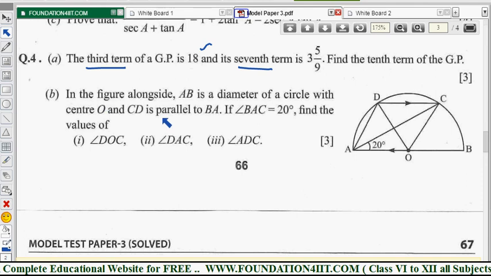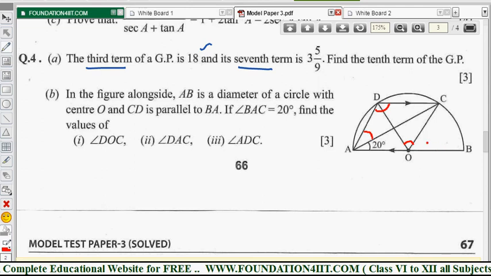That's it about this. And next question. In the figure alongside, AB is the diameter of the circle. So AB is the diameter means this is a semicircle with the center O, and CD is parallel to BA. So these both are parallel. We can use parallel properties. And angle BAC is 20 degrees. Find the value of DOC. So this angle we need to find out. And DAC, this angle also, and ADC, this complete angle. These three angles we need to find out.